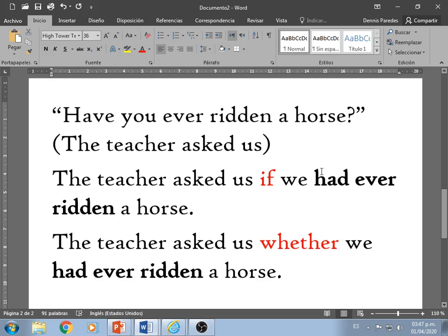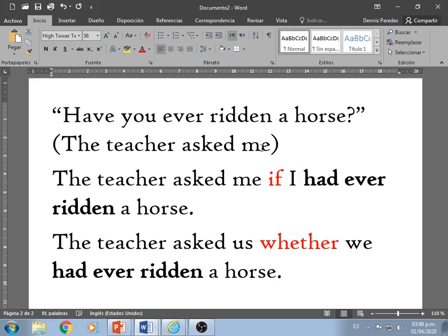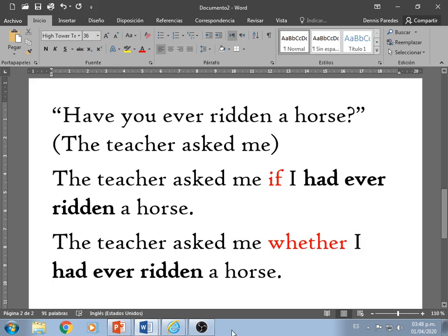But let's suppose that the question was only for Gabby, because Gabby asked this question. What if I say, Gabby, have you ever ridden a horse? Gabby's answer was no. Because the question wasn't for a group of people but was directed to only one person, Gabby can say the teacher asked me if I had ever ridden a horse. And right here it is going to be the same, because the question was only for one person: asked me whether I had ridden a horse.